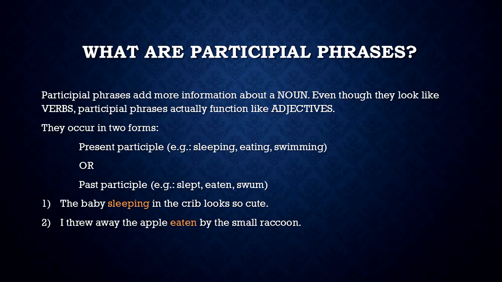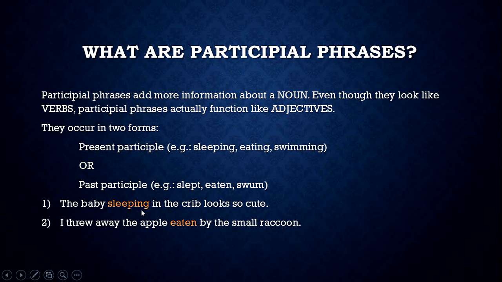So they occur in two forms only: the present participle, or ing form, or the past participle, sometimes called the third form of the verb. And here are some examples. The baby sleeping in the crib looks so cute. I threw away the apple eaten by the small raccoon.